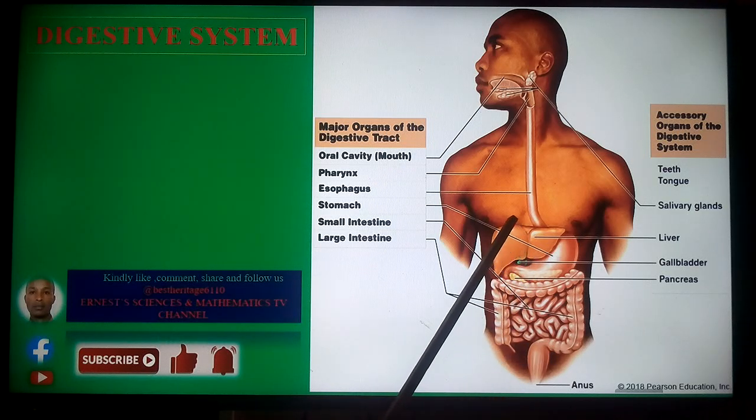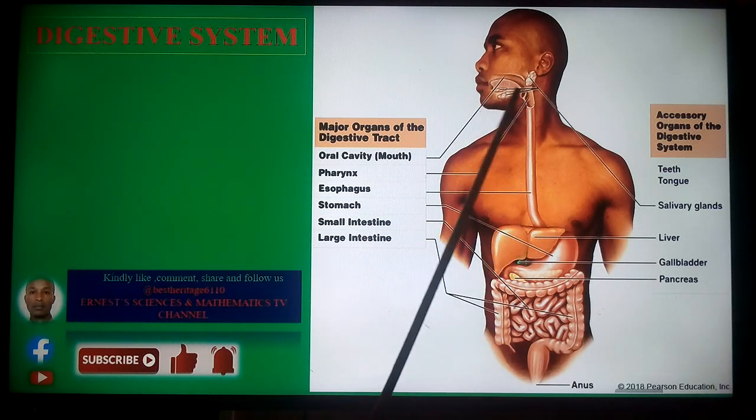So generally, I'm going to look at that specific section for the salivary glands and other accessory organs, and that's going to form the final bit of this section on the accessory organs in the human digestive system.